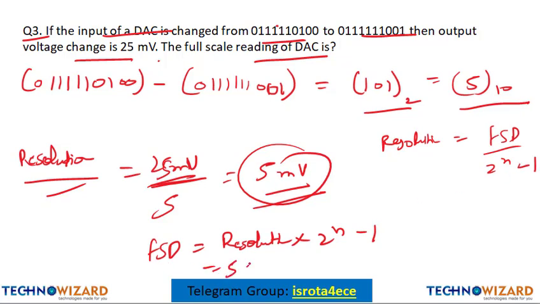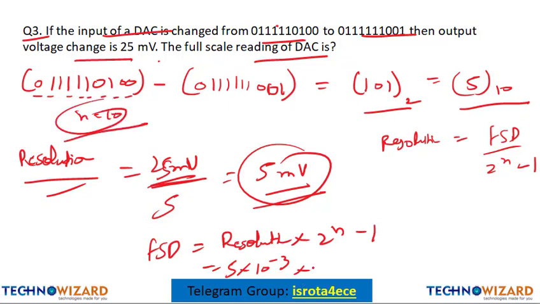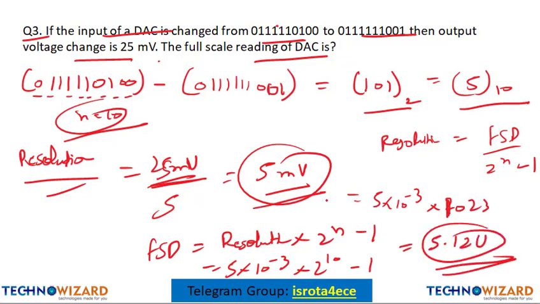On solving, the resolution is 5 into 10 to the power minus 3, into the number of bits. The number of bits will be 10, because 1, 2, 3, 4, 5, 6, 7, 8, 9, 10. Therefore, this is a 10-bit DAC. So 2 to the power 10 minus 1. On solving this, you will get 5 into 10 to the power minus 3 into 1023. On solving this, you will get 5.12 volt as the correct answer. Therefore, the full scale reading for the DAC will be 5.12 volt.